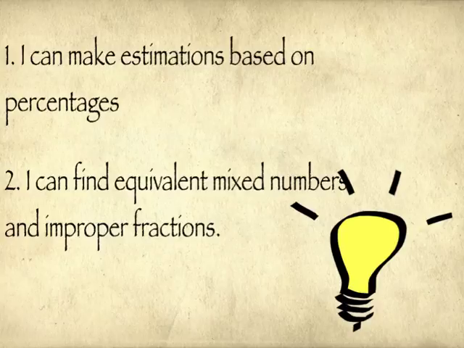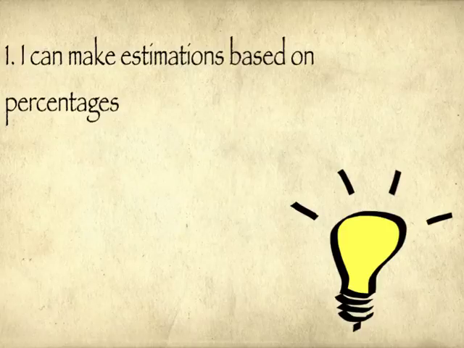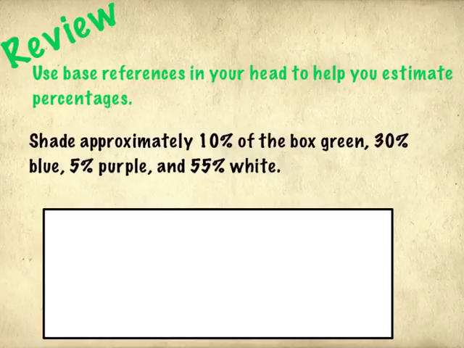Today we're going to make estimations based on percentages and find equivalent mixed numbers and improper fractions. So we'll start off with making estimations based on percentages. Just to review, when you are making estimations on percents, you want to use base references in your head. If you know what about half looks like, 50%, about 25%, and about 75%, that's going to make life much easier.